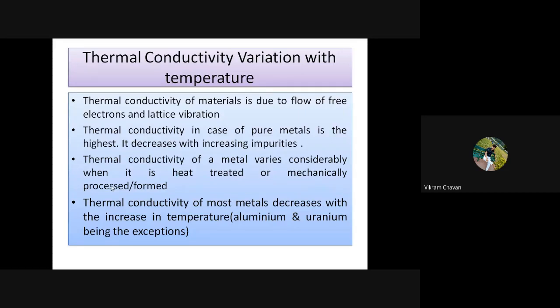Okay, so thermal conductivity of a material is due to the flow of free electrons and lattice vibration, or you can say molecular vibration also. Thermal conductivity in the case of pure metals is the highest and it decreases with increasing impurities. Thermal conductivity of a metal varies considerably when it is heat treated or mechanically processed or formed.